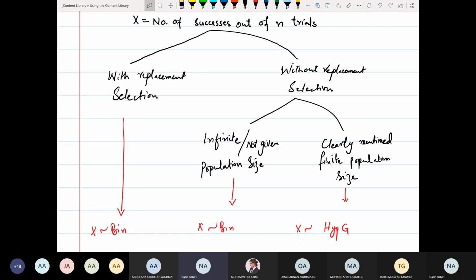But for the third case, where you clearly see the size of the population and you clearly see that it's written without replacement or it's not mentioned about with or without replacement, then your X, which is the number of successes, will follow a hypergeometric distribution. We covered hypergeometric distribution in the last class. Hypergeometric distribution is nothing new, but it's the same counting technique for without replacement, without order case.